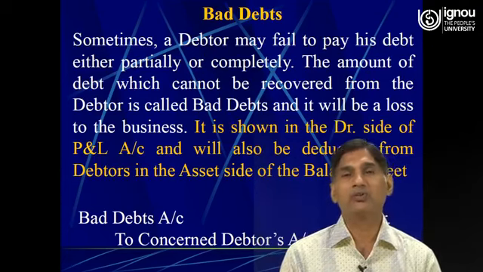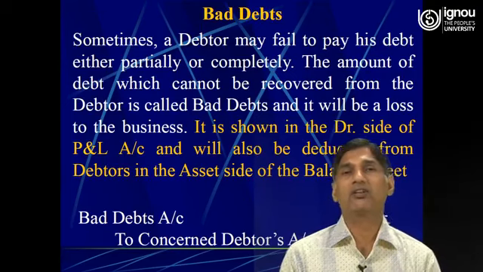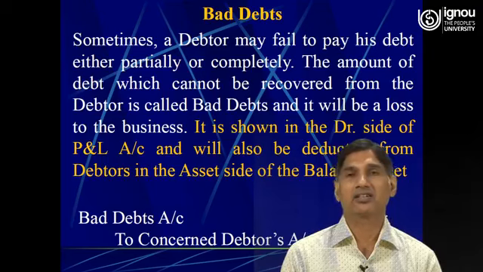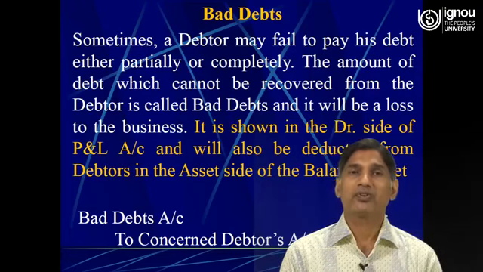And it is quite possible that when we extend credit facilities to the customer in order to make more and more sales, a part of this amount will not be recovered from the debtors. Debtors are the persons to whom we have sold the goods on credit basis.